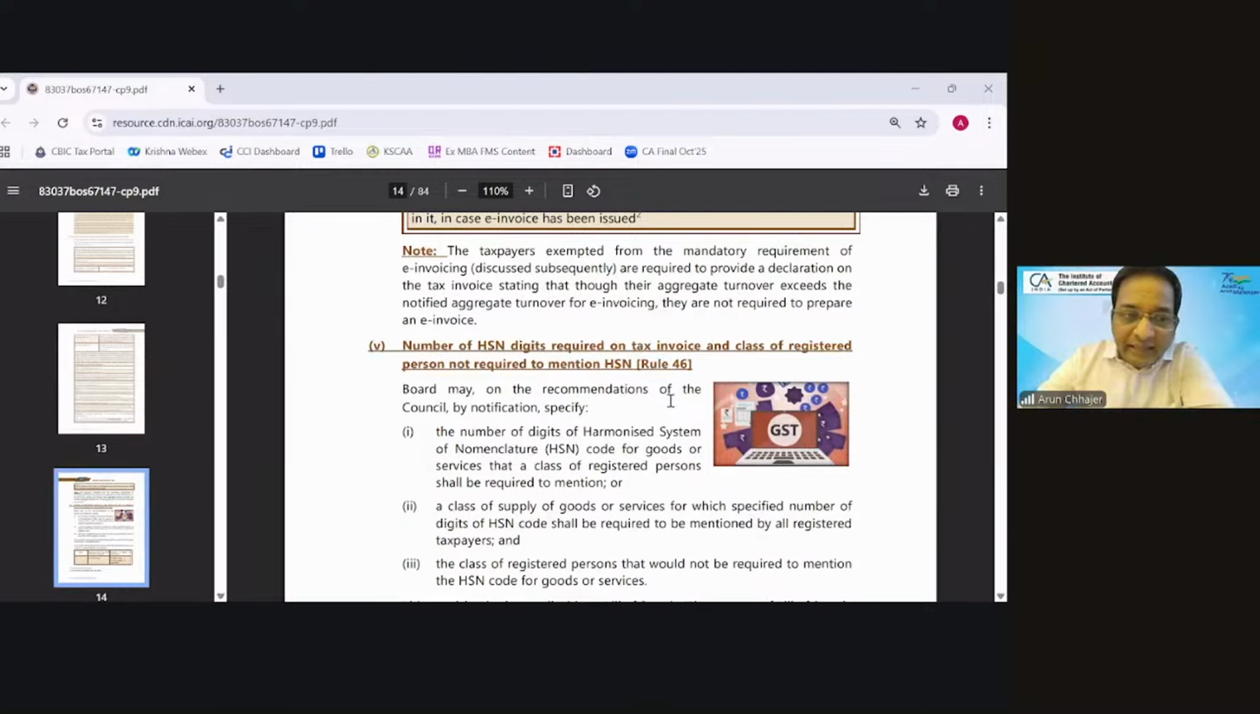4-digit is required if the annual aggregate turnover, AATO, is up to 5 crore. And if it is more than 5 crore, then 6-digit. That's it.